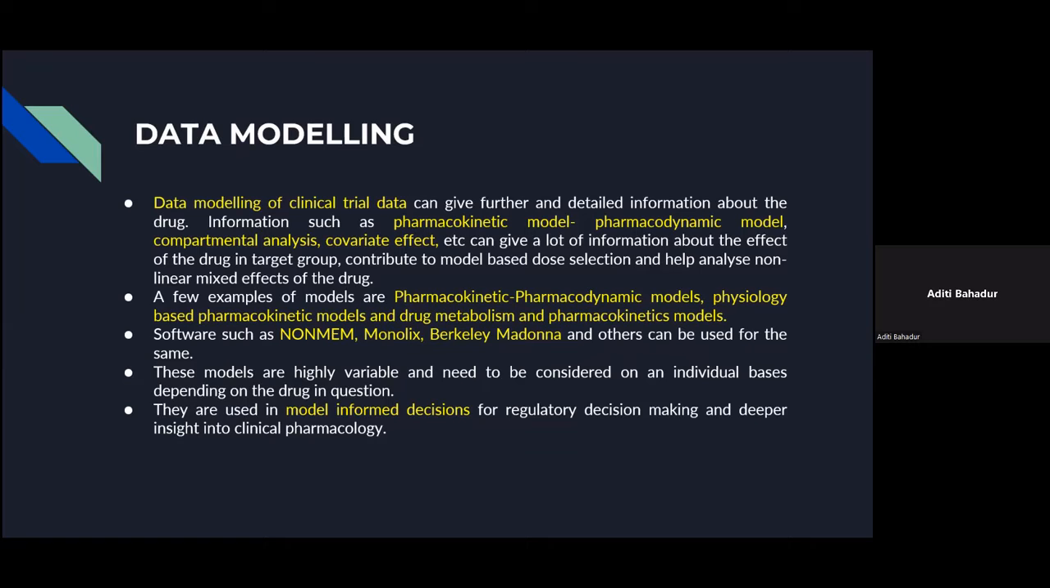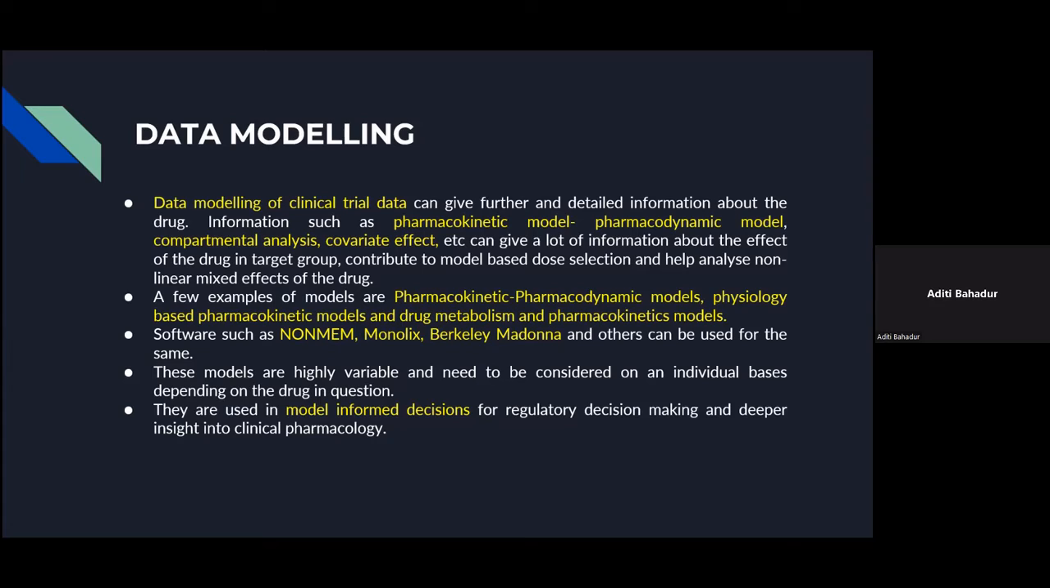And as I said, these models are highly variable, but they're very useful, because now they're even used to make regulatory decisions and give deeper insight into clinical pharmacology. So you can refer to these models for even, say, dose selection and other kinds of understanding the metabolism better.